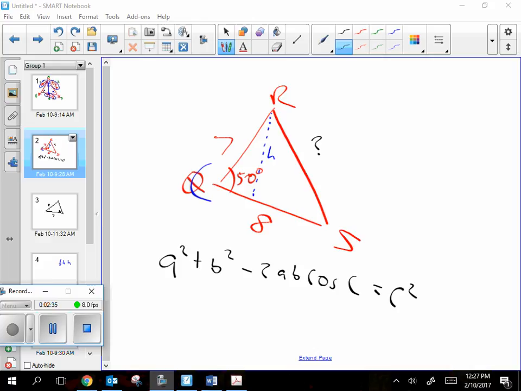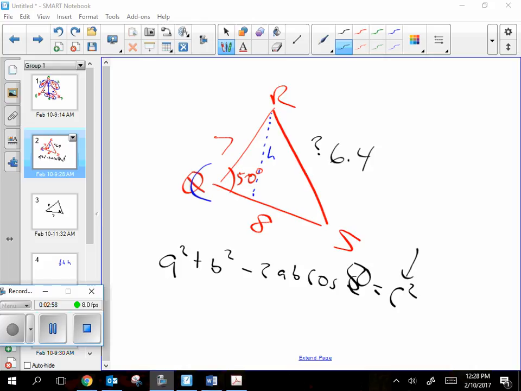Okay, good. Lots of people. Solved. The C was 50. So we were solving in that case for the thing across from the C, which would be that. And so you took a square root at the end. 6.4. All right. Now, do you get that I still don't have the height, and therefore finding the area of this thing would be a bit of a pain?